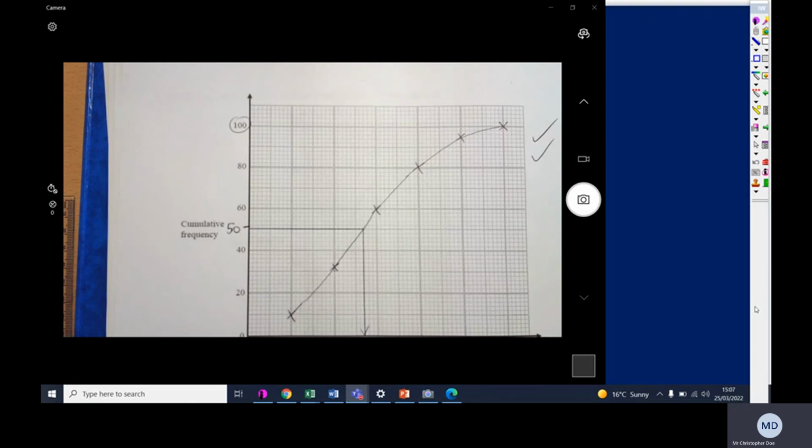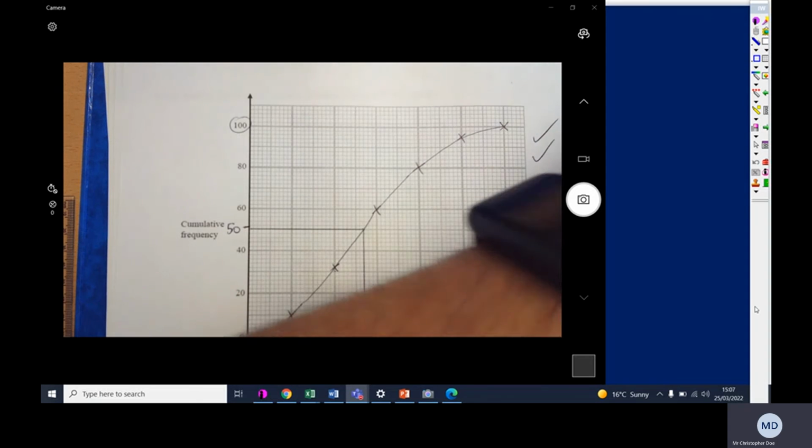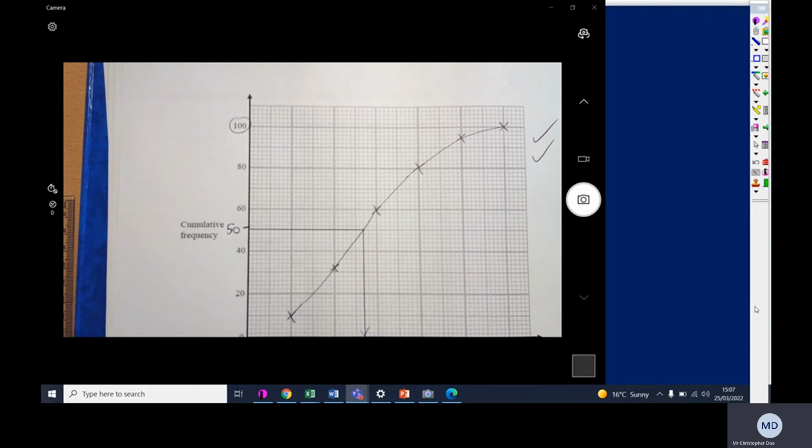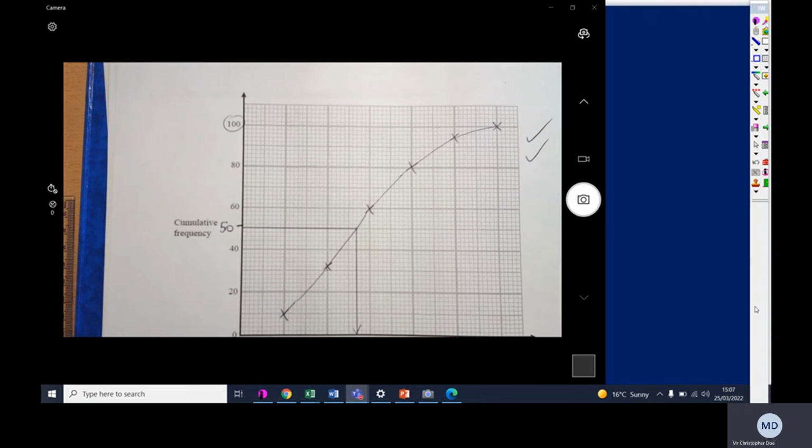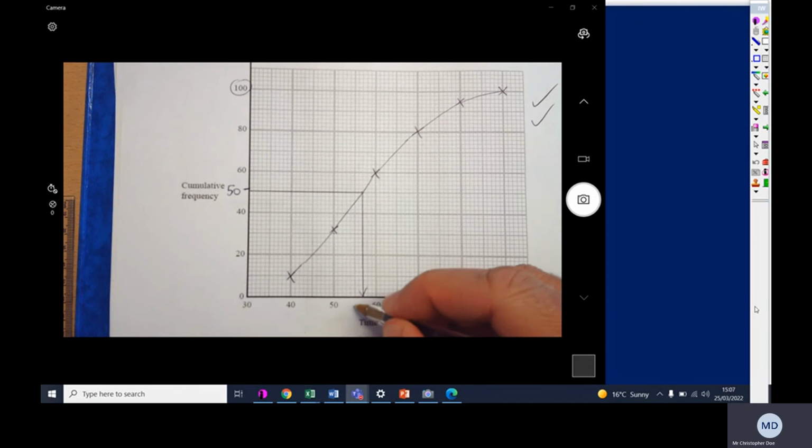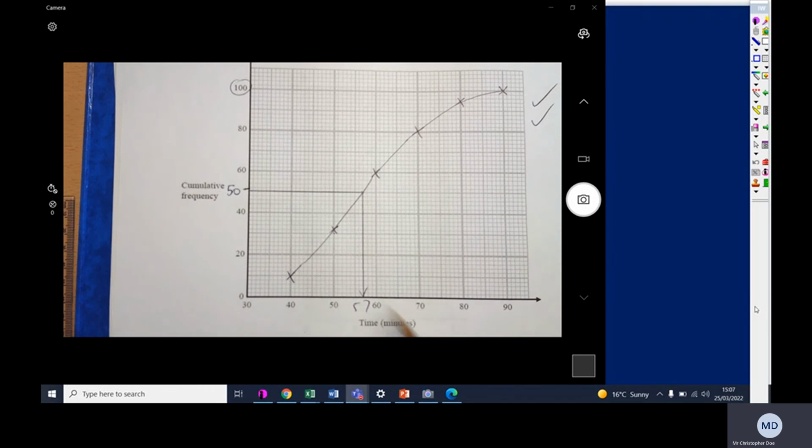To me, it's 57. On the mark scheme, you were allowed between 55 or 57, or like me, read off from the graph. So if it's on your graph at 57, that's fine. Or if it's on your graph at 58, that's fine.